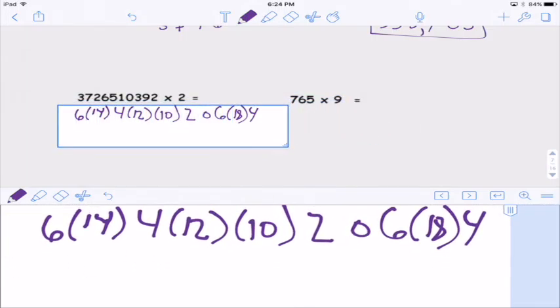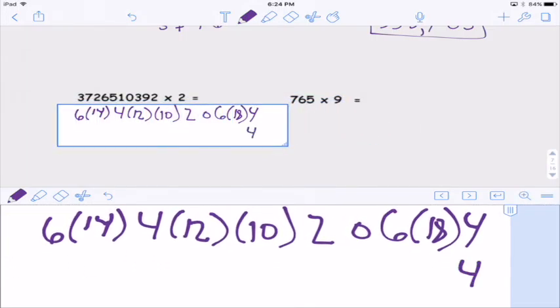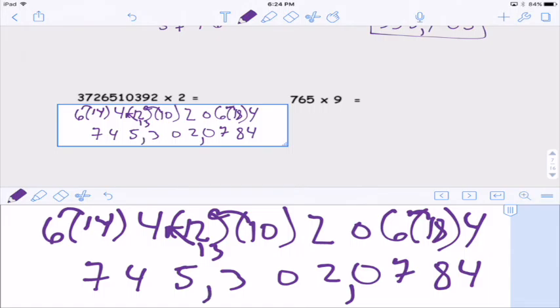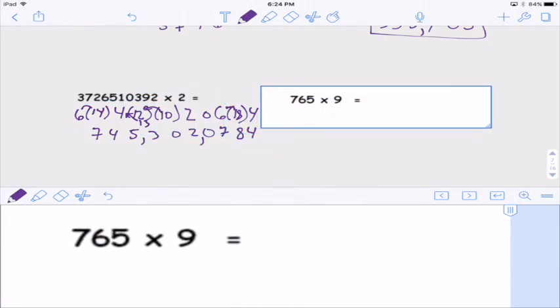Well, now we got to do our little explosions. Keep the 4, keep the 8, the 1 comes over, and now we have 7. We keep the 0, keep the 2, keep the 0, the 1 comes over, this makes 13. Keep the 3, this 1 comes over, makes 5. Keep the 4, the 1 comes over, and we get 7. Huge number, wasn't that bad to multiply.